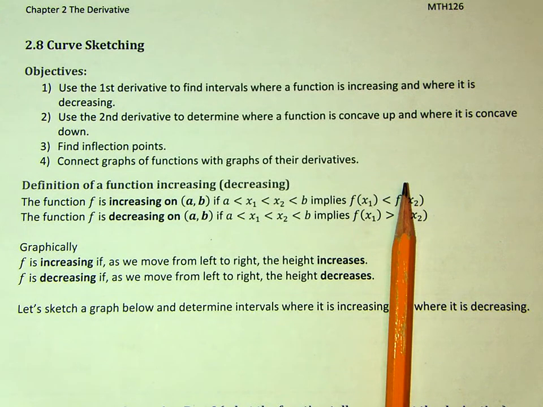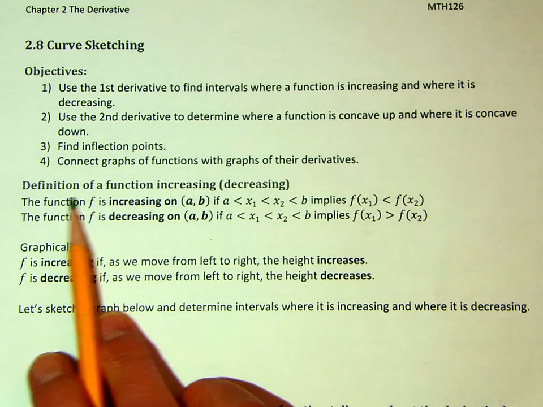Section 2.8, Curve Sketching. Our objectives are: 1. Use the first derivative to find intervals where a function is increasing and where it is decreasing. 2. Use the second derivative to determine where a function is concave up and where it is concave down. 3. Find inflection points. And 4. Connect graphs of functions with graphs of their derivatives.